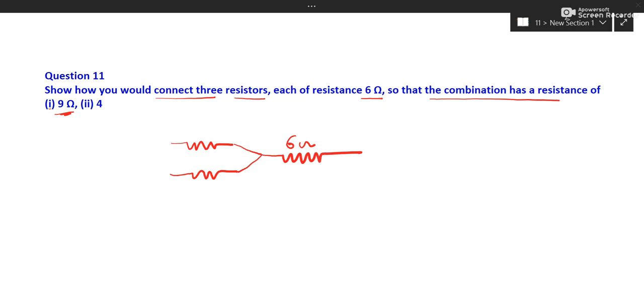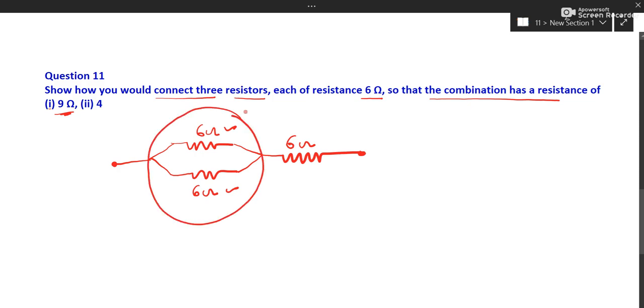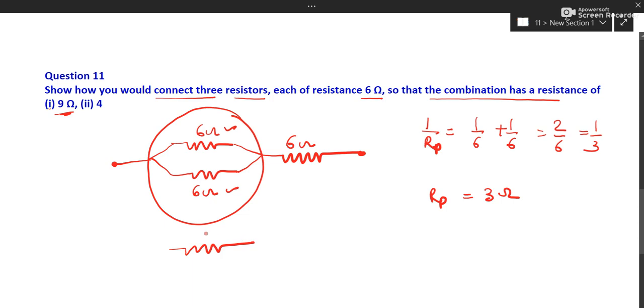Sorry for the disturbance. So two 6 ohm resistors we will connect in parallel. Now you can see what is the net resistance, 6 and 6 in parallel. So this parallel combination's resistance will be given by 1 by Rp is equal to 1 by 6 plus 1 by 6, that is 2 by 6, that is 1 by 3. So the reciprocal of the parallel combination is 3 ohm. So resistance of this portion is 3 ohm.